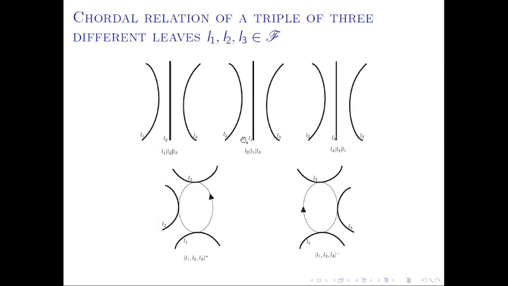A chordal relation of a triple of three different leaves is one of the 5 different ways in which they can divide the plane. In the first 3 cases here, one leaf separates the other two. And in the last 2 cases here, they define a positive and a negative cycle respectively.